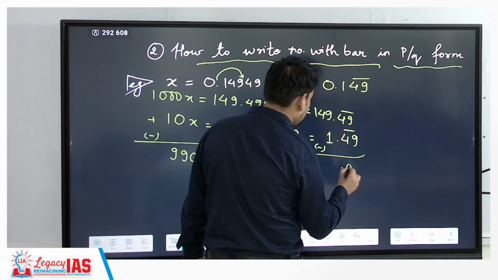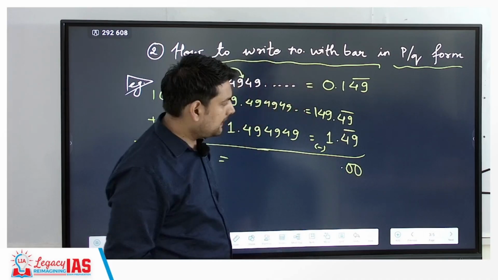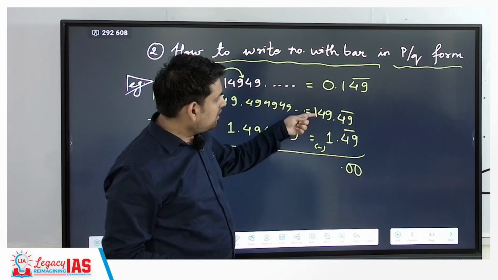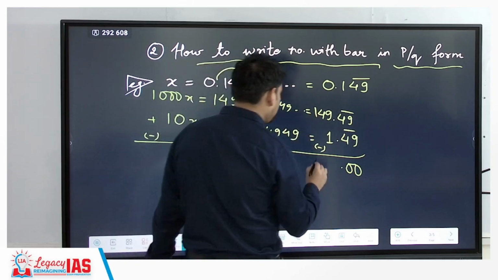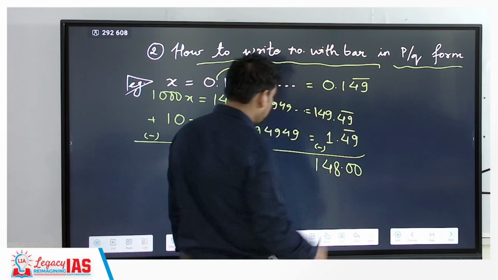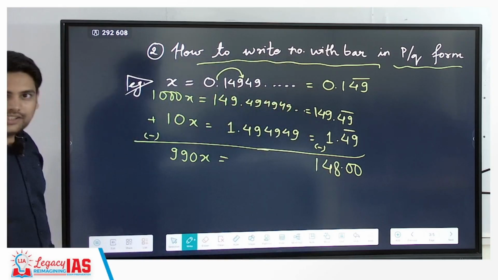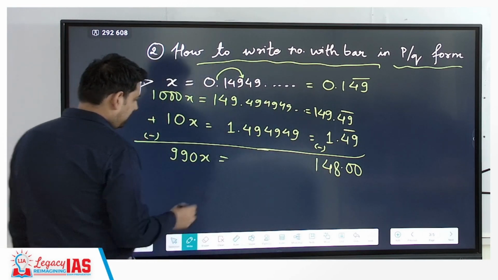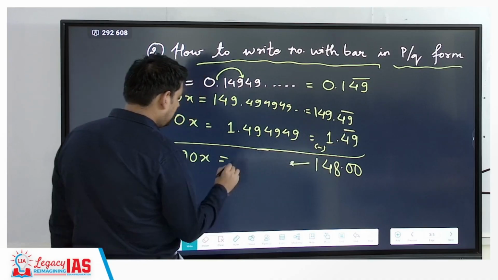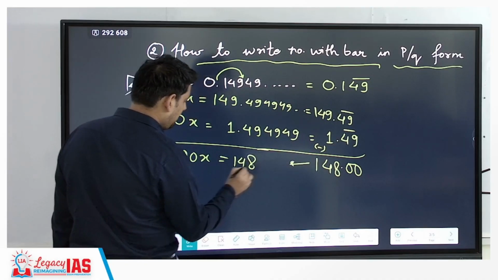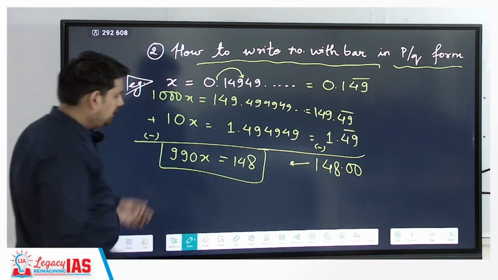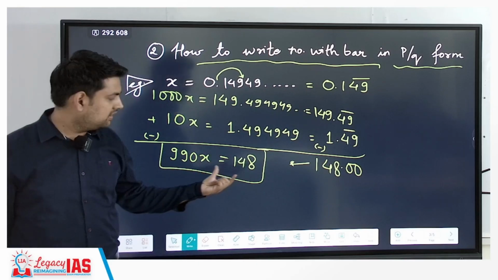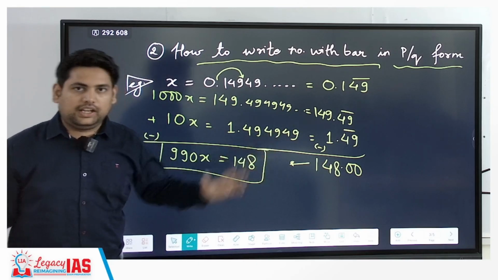Here what will we get? 0, 0. Okay. Here what will we get? 149 minus 1. This will be 148. Correct? So we got 148. Now we can write it here this way, that 990x is equal to 148.